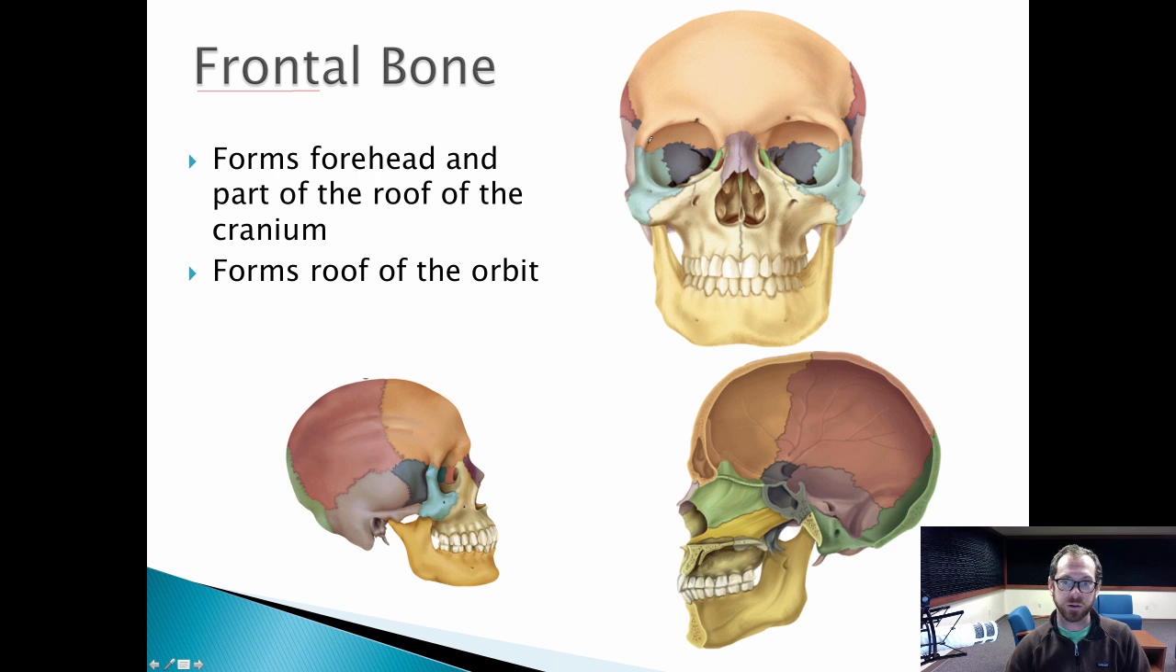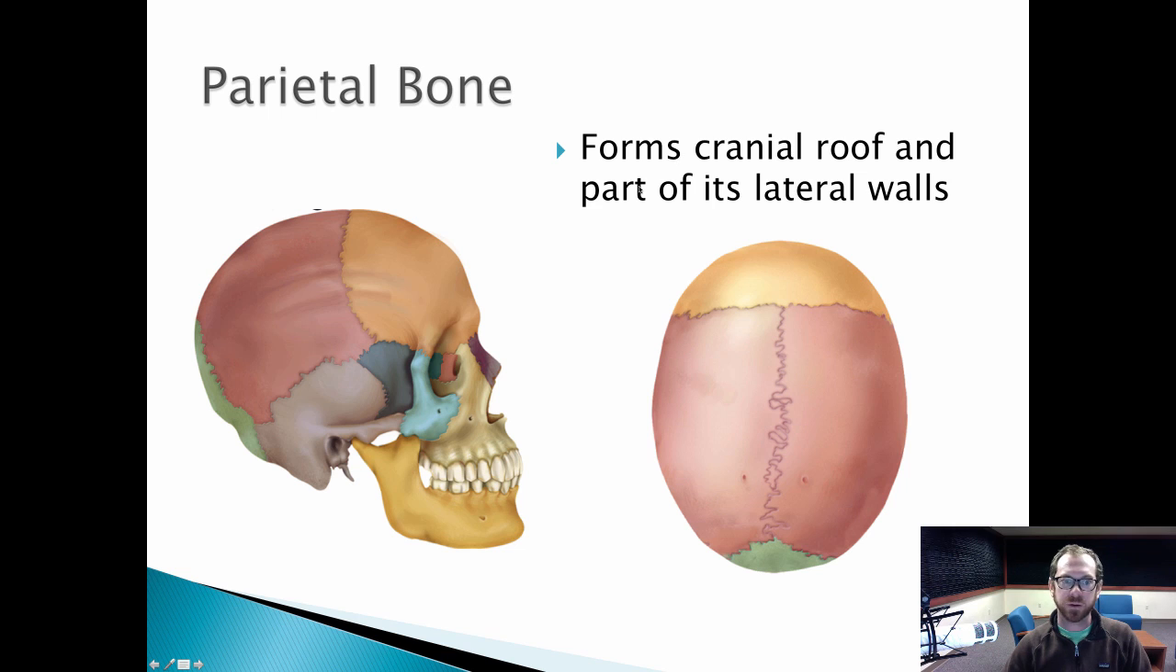This is going to form the upper roof of the orbit. The orbit, again, is going to be our eye socket. And there are some features here that we would like you to know on the frontal bone. I'm indicating it here. This is a foramen, and this foramen is above the orbit. So we call it the supraorbital foramen, meaning the foramen that's above the orbit. Next bone is our parietal bone. It's indicated in red here. The root word of parietal means walls, and this is going to form the walls of our skull.